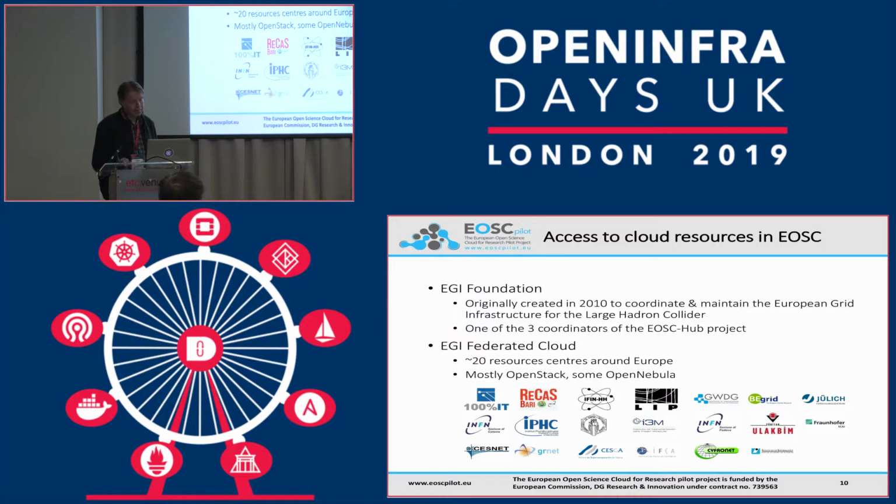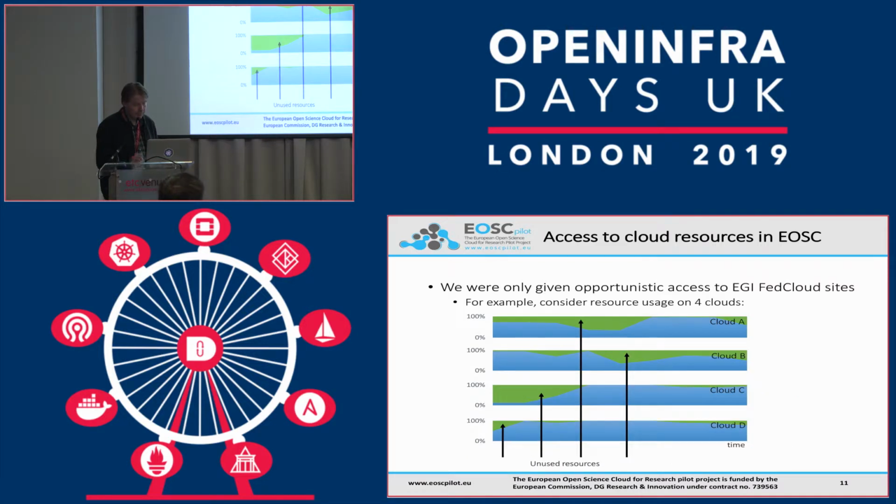So federated in the sense that they all have the same AI infrastructure, so you can log into each of them, you will access each of them with the same credentials, and they also have the same image names and same images available. But apart from that, they're basically independent clouds. So they all have different endpoints, different flavor names, and things like that. So we were only given opportunistic access to the EGI Fed cloud sites.